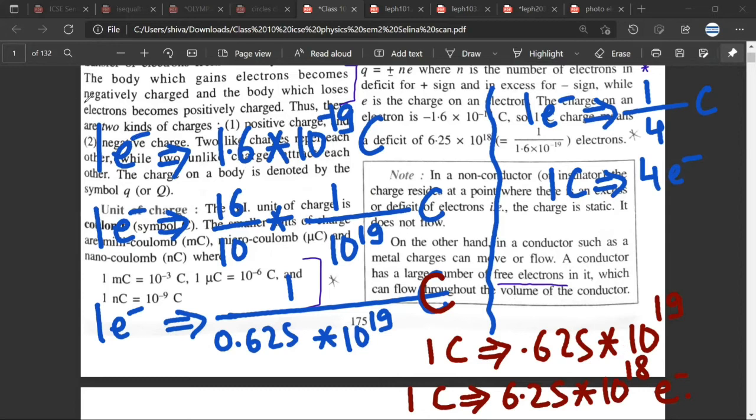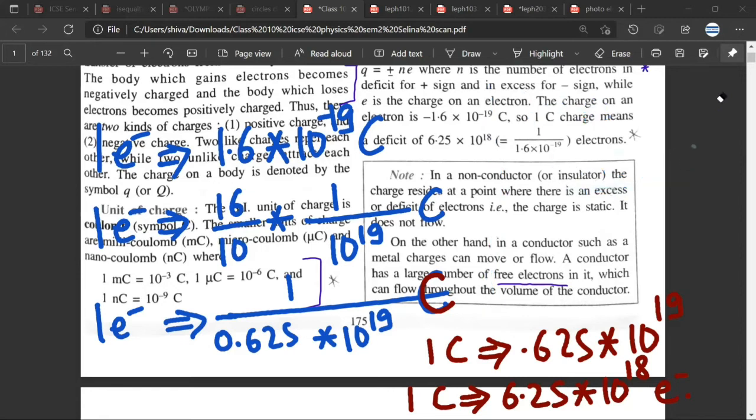This will be an important question for you, and that is why you need to understand this. It can come as an MCQ also in the exam. Basically, this is what I'm trying to tell you, that 1 coulomb charge means a deficit of 0.625 into 10 raised to the power 18 electrons. Have you understood this? Yes.